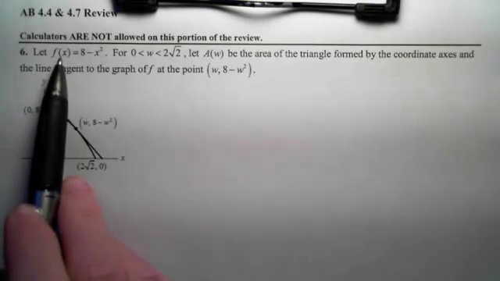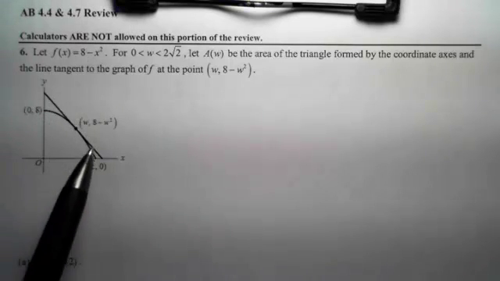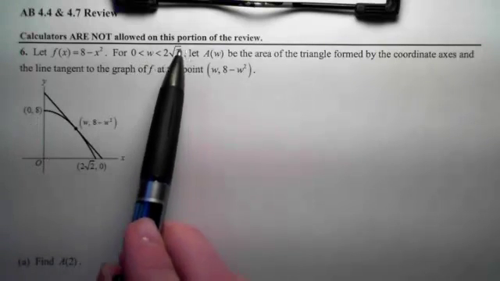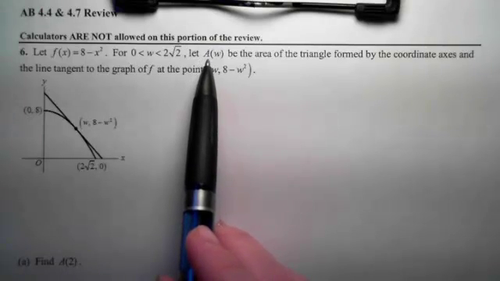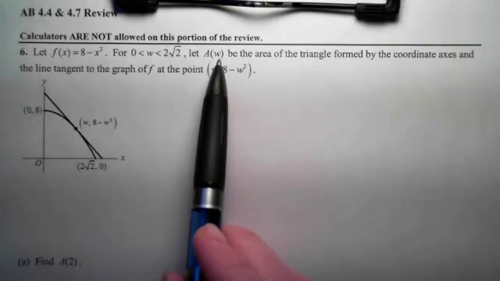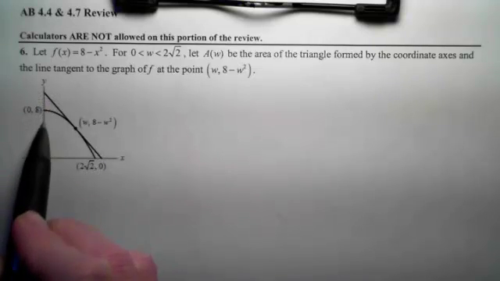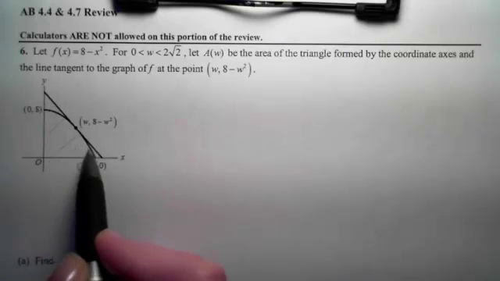I have a function, f of x equals 8 minus x squared. So that's a parabola that opens down and has its vertex at (0, 8). Then we're looking on a domain that's given to us. That's good, we won't have to find it. And we're going to have A of w represent the area of the triangle that is formed by the coordinate axes and the tangent line. So we're looking at this triangle right here.